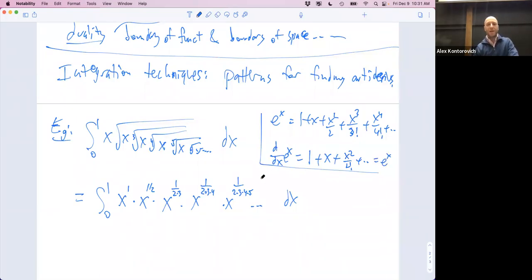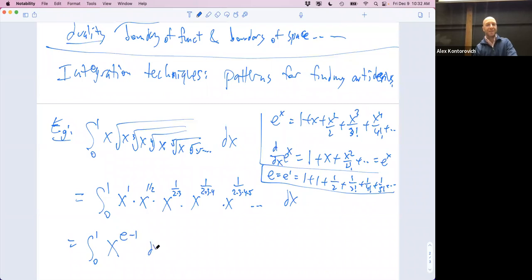And so what about the number e itself? e, which is e to the 1, you remember this, is 1 plus 1 plus 1/2 plus 1 over 3 factorial plus 1 over 4 factorial plus 1 over 5 factorial, and so on forever. You remember that? So what is this? What's the power of x here? I have x to the 1 plus 1/2 plus 1/6 plus 1/24. It's almost e. e has an extra 1 at the start. e minus 1. It's the integral of x to the e minus 1 dx.